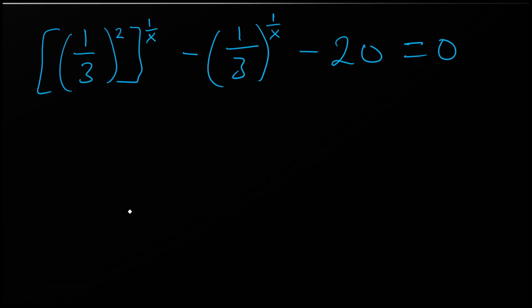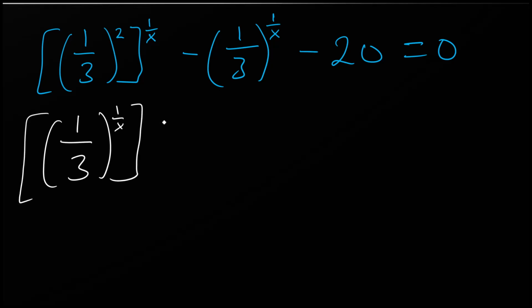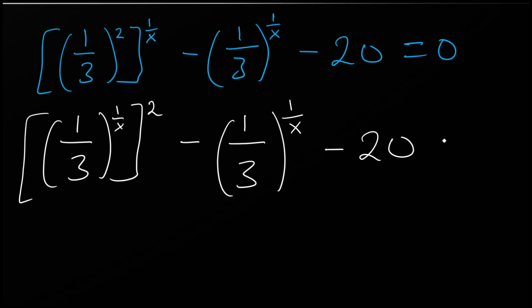Okay, now from here, since 1 on 3 raised 1 on x is common here, because we can rewrite this one as 1 over 3, so we can interchange the position. 1 on x all raised to 2, because this time is the same as this time, that minus 1 on 3 all raised to 1 on x minus 20 equal to 0.